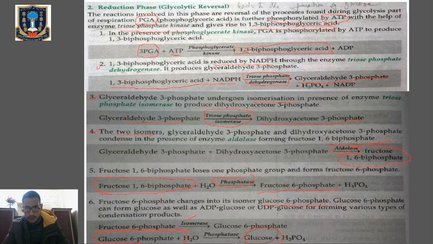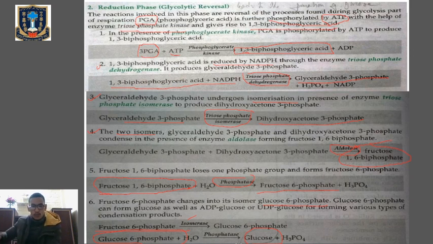glyceraldehyde 3-phosphate. Okay, and glyceraldehyde 3-phosphate undergoes isomerization to form dihydroxyacetone 3-phosphate in the presence of the enzyme triose phosphate isomerase. Now the two isomers, that is glyceraldehyde 3-phosphate and dihydroxyacetone 3-phosphate, will undergo condensation in the presence of the enzyme aldolase to form fructose 1,6-biphosphate.